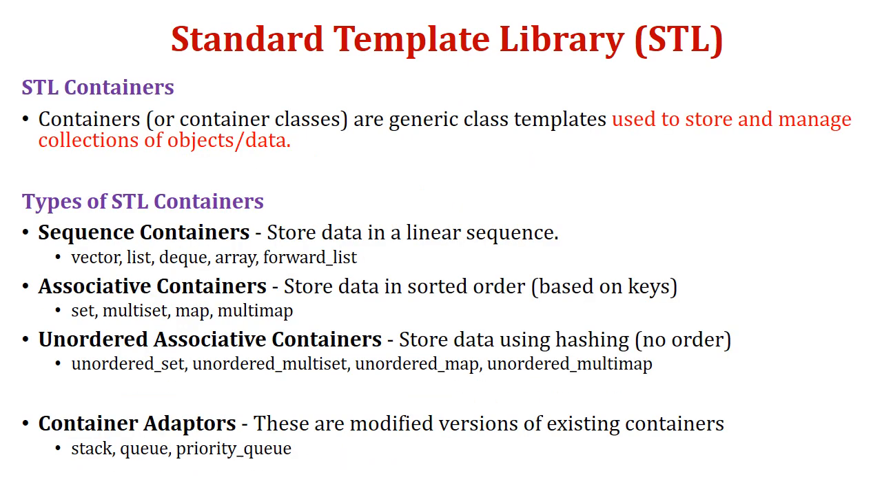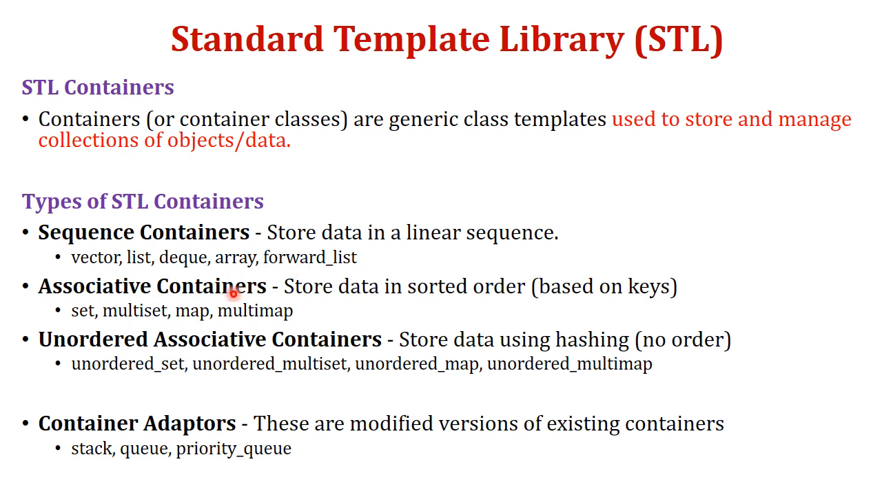The next one is the STL container. What is the STL container? It is a container or container class or generic class template. It is used to store and manage a collection of objects or data. What are the different types of STL container? There are four important types. First one is sequential container. It means it will store the data in linear sequence. For example, vector, list, deque, array, and forward list.